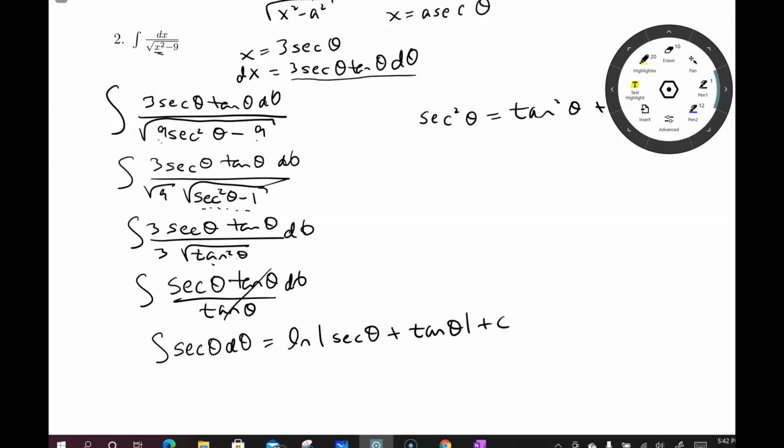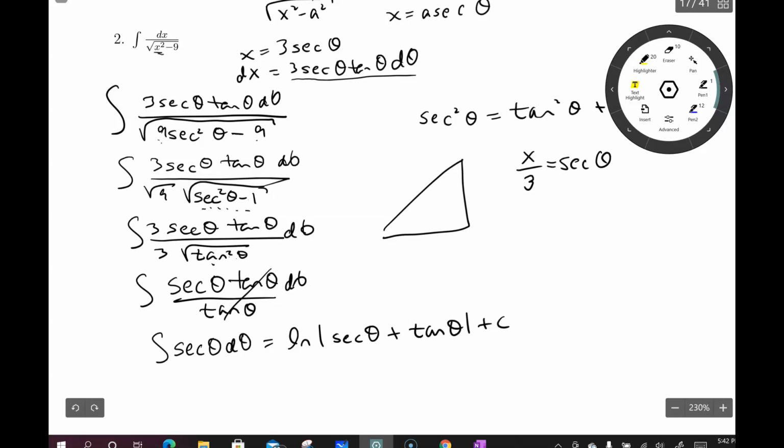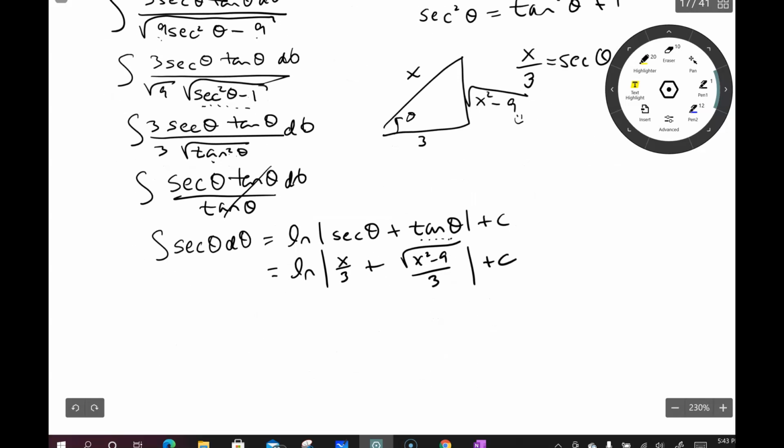Okay, now to the triangle. I'm using x over 3 is secant of theta, so that's hypotenuse over adjacent. The third side here would be the square root of x squared minus 9. Yep, that's from my original problem there. So I have ln of secant, which is x over 3, plus tangent off of the triangle, which is opposite over adjacent, plus c.